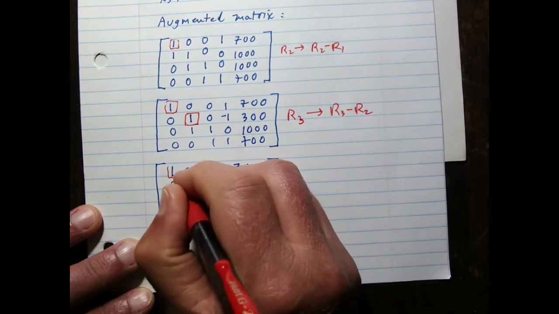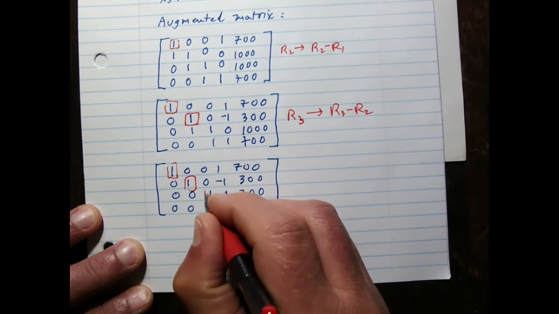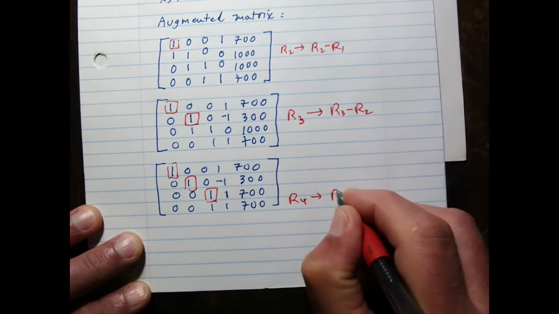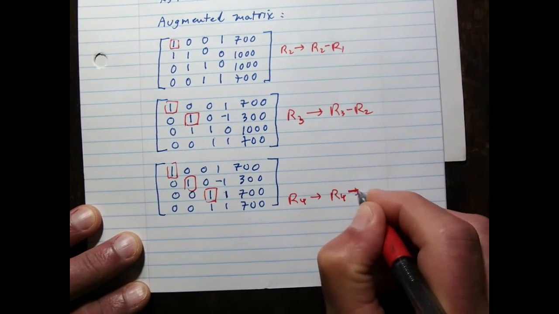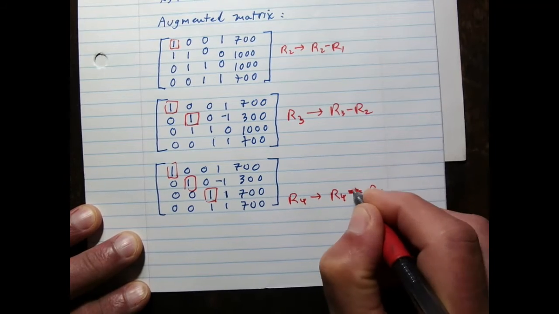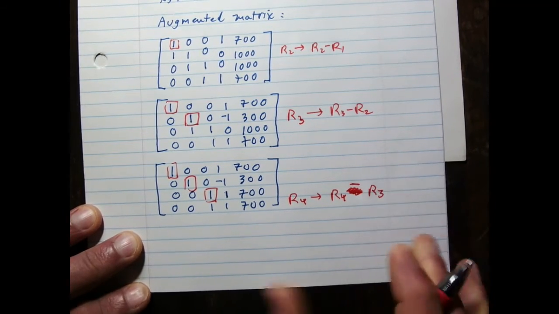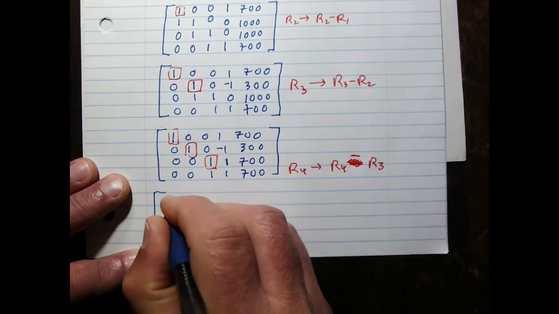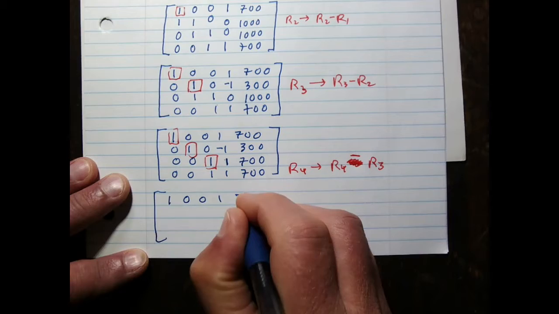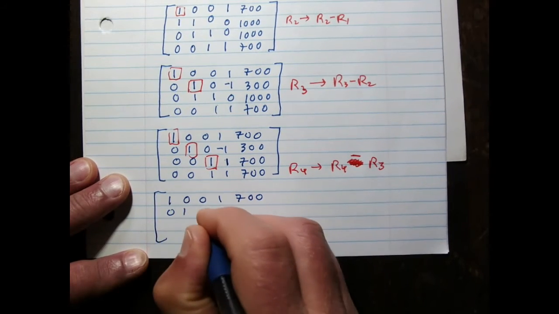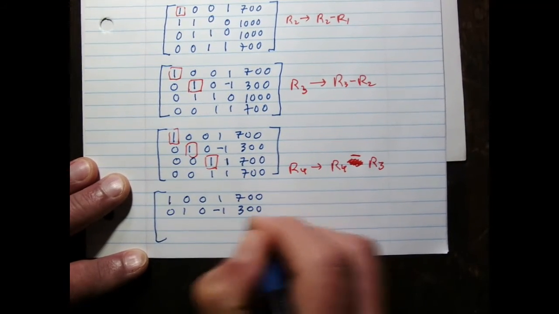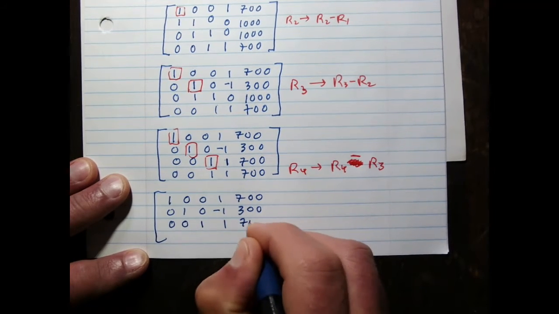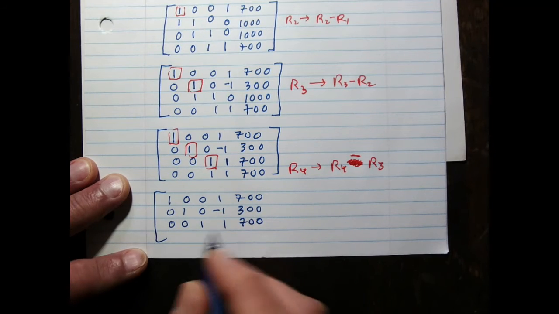I got pivot, pivot, pivot, and I want a 0 below. So row 4 I'm going to replace with row 4 minus row 3. It's a minus sign. I think we've just about got this in reduced form. Let's see. 0, 0, 1, 1, 700. And now we're going to make a change here. We're going to take row 4 minus row 3.